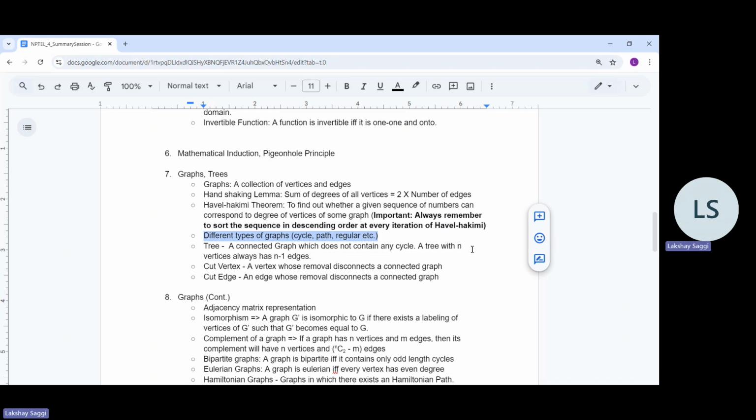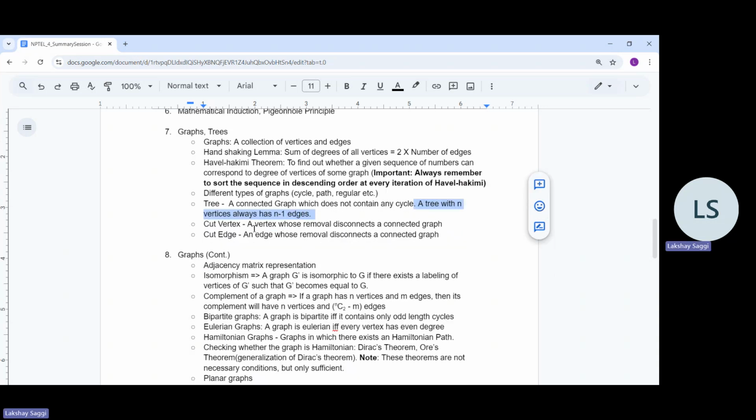tree. And it's easy to show that a tree with n vertices will always have exactly n minus one edges. Because if there are fewer than n minus one edges, then it cannot be connected. And if there are more than n minus one edges, then it will necessarily contain a cycle if it is connected. So a tree with n vertices always has n minus one edges.